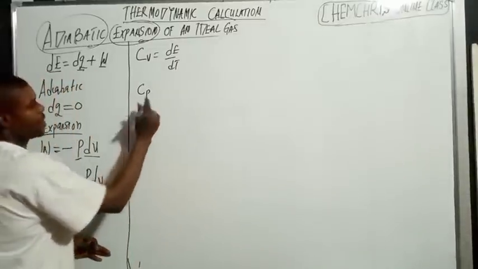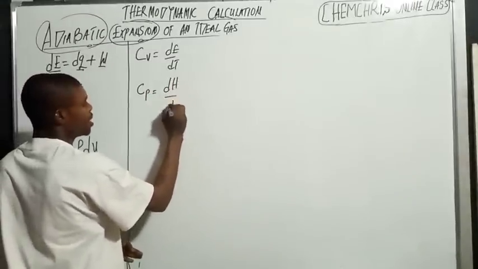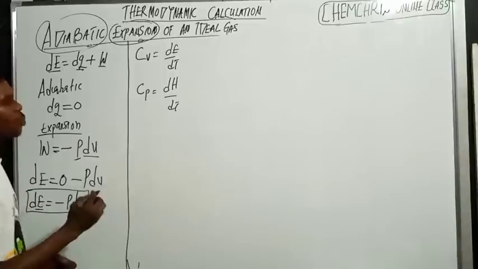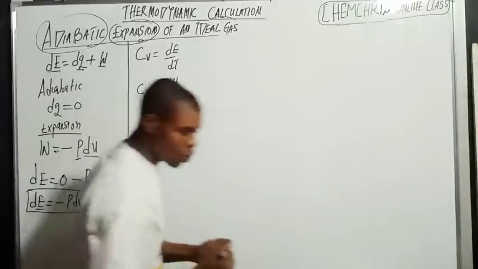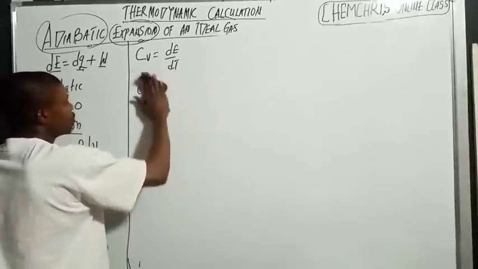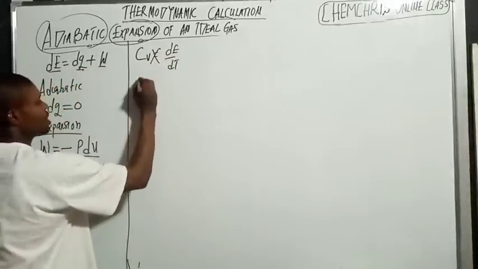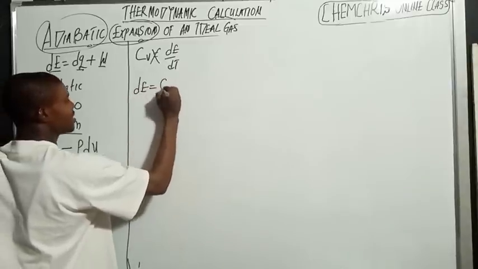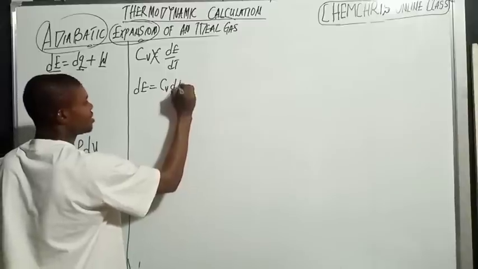Then when we talk about CP, it is the change in enthalpy over the change in temperature. But we are talking about internal energy here, so this one is not actually needed, so we have to wipe it out. So we cross multiply here: we have the change in internal energy, because CV, which is the molar capacity at constant volume, times the change in temperature.